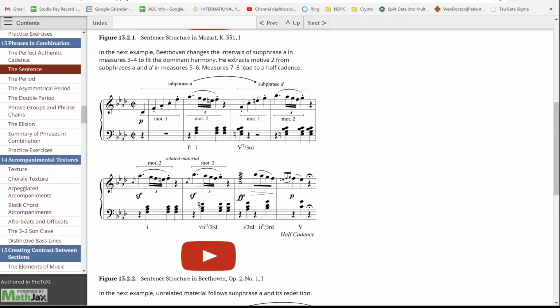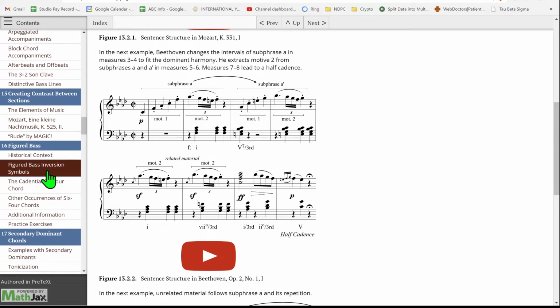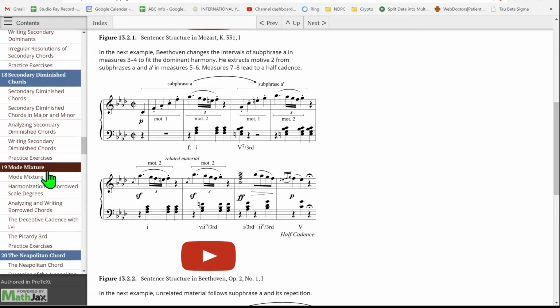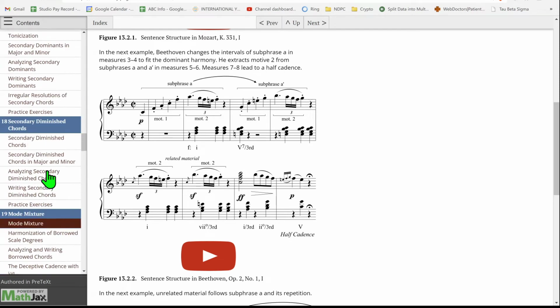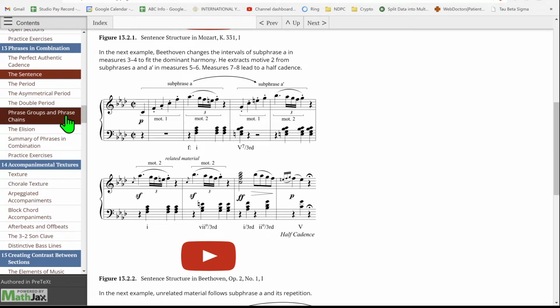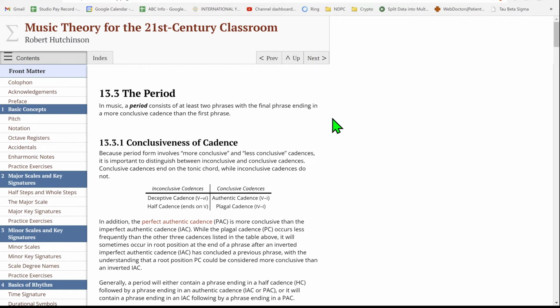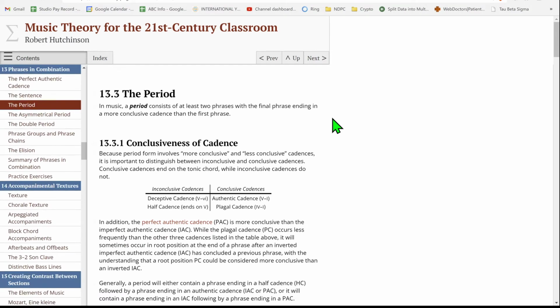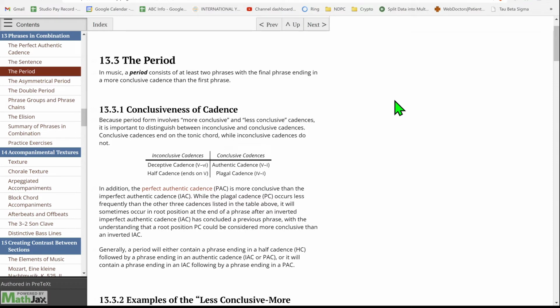All right, let's see, what time do we have? Okay, let's talk about periods. Periods are really important to understand, and they're super easy to understand. Let me see, they have a section on periods here too. Phrase groups, okay, here it is. All right, the period. So what's a period? A period's really simple. It's just a group of at least two phrases where the second phrase ends with a more conclusive cadence. That's all it is. So it's two phrases.